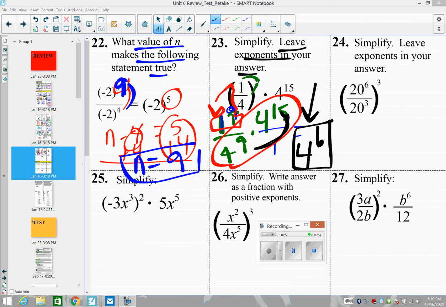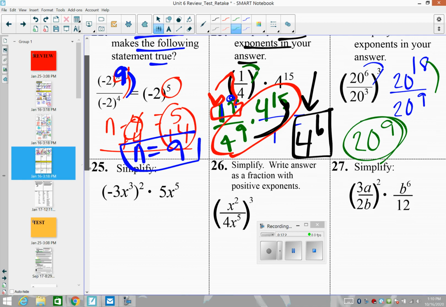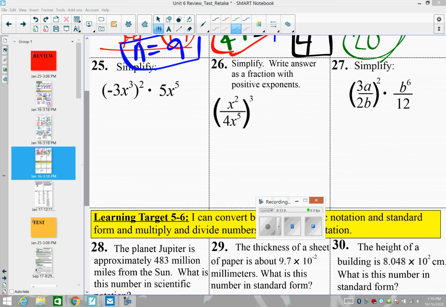Next problem, simplify, leave exponents in your answer. Boom. Okay, we got this. Distribute, that's 20 to the 18th, that's a whopper, over 20 to the 3 times 3, which is 9. Subtraction, because it's a division problem, becomes 20 to the 9th power, and it does say leave exponents in your answer. So 20 to the 9th power. Boom. Hang in there. We're almost there.